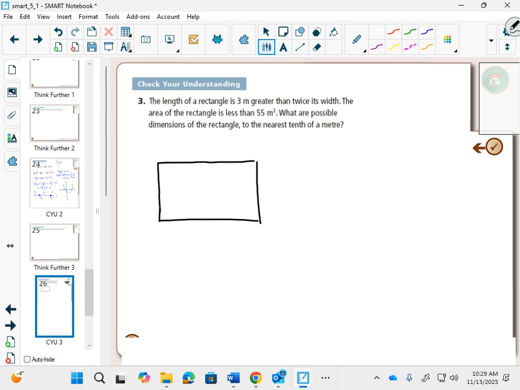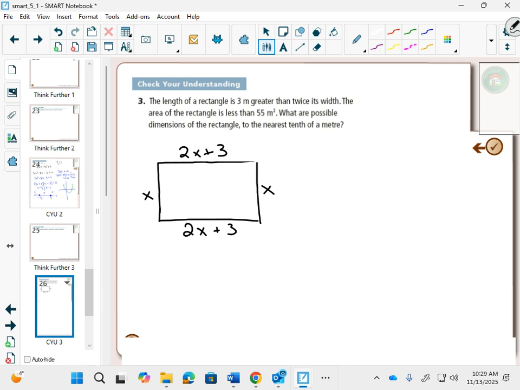So the length of the rectangle is compared to its width. I'm going to choose x for the width, and the length is 3 meters greater than twice the width. So that would mean twice the width plus 3 meters gives me 2x plus 3 for the length. So the first part is reading the question and coming up with a diagram and having things labeled.